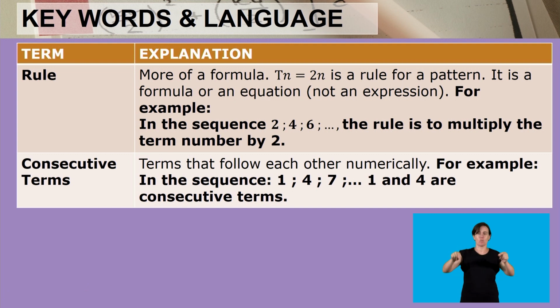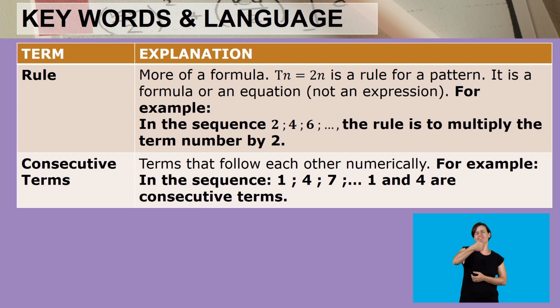Tn is equal to 2n is a rule for a pattern. It is a formula or an equation, not an expression. For example, in the sequence 2, 4, 6, the rule is to multiply the term number by 2.